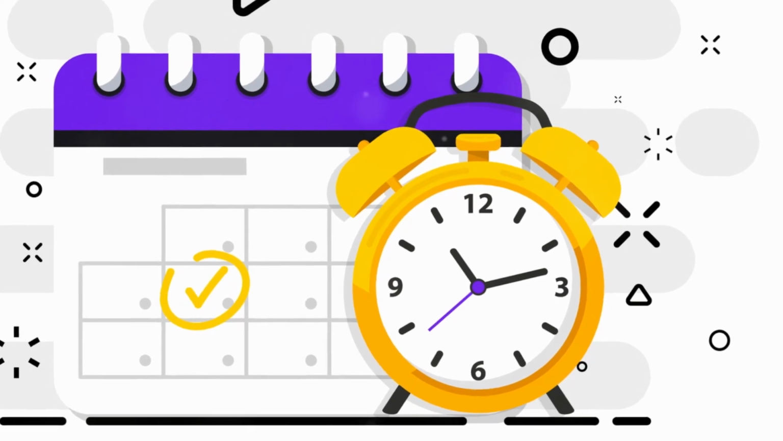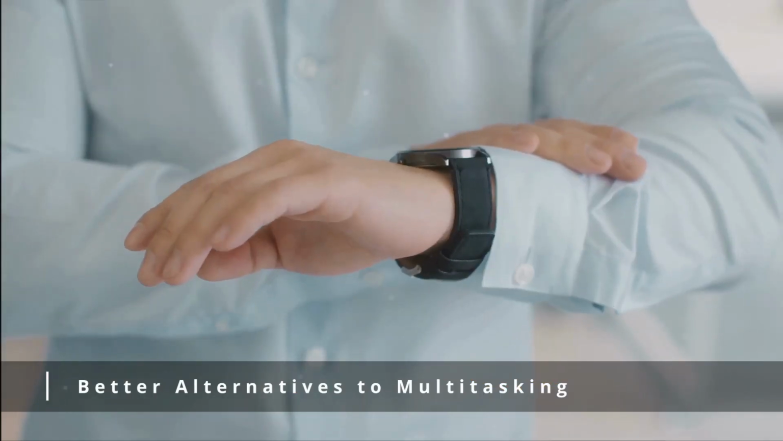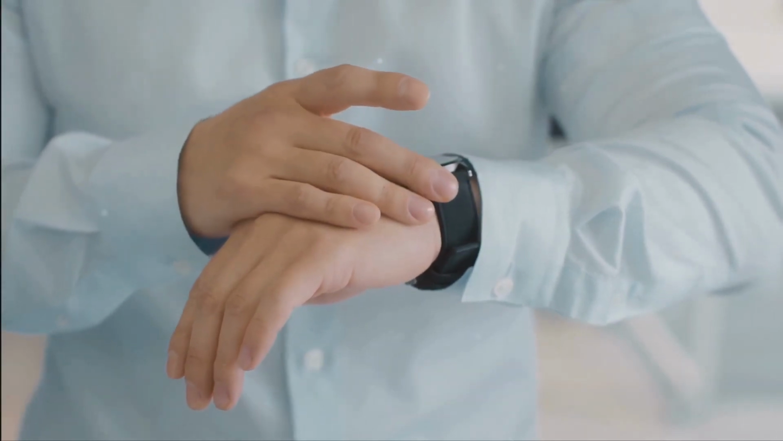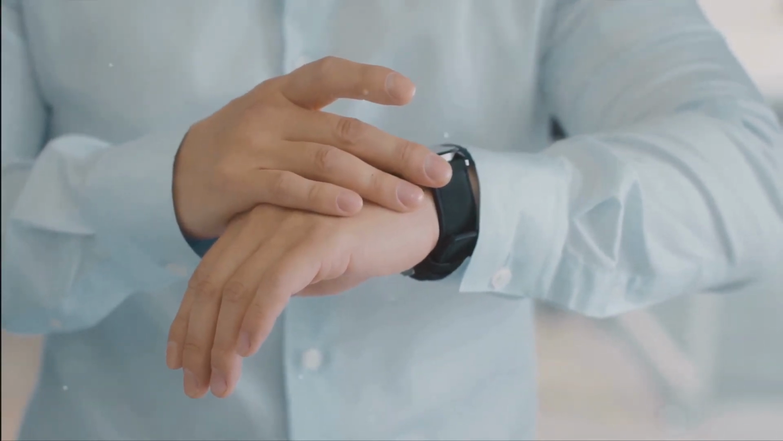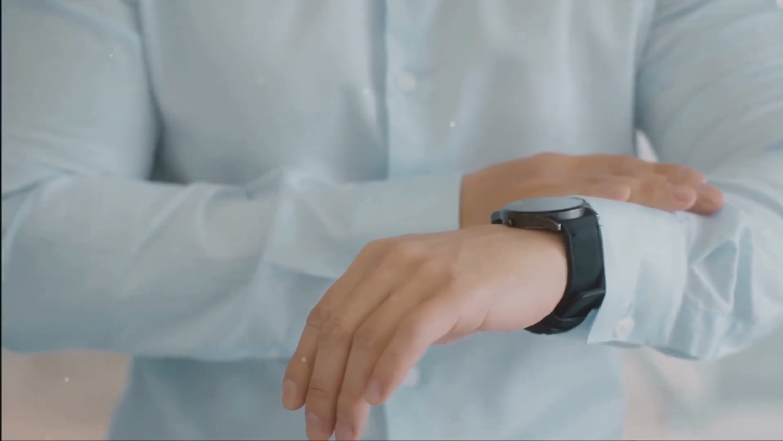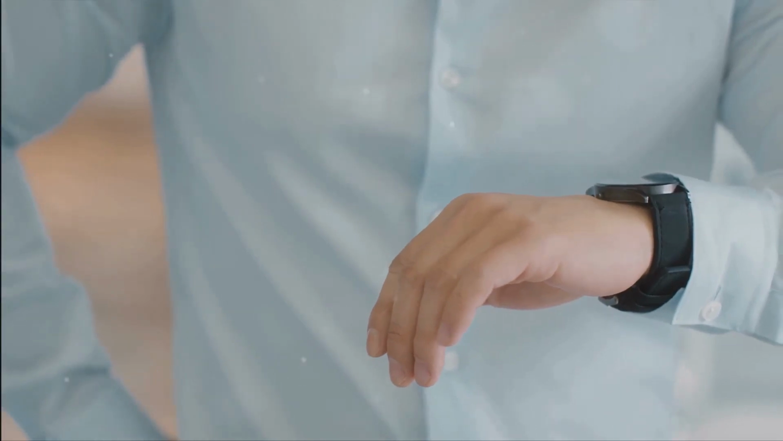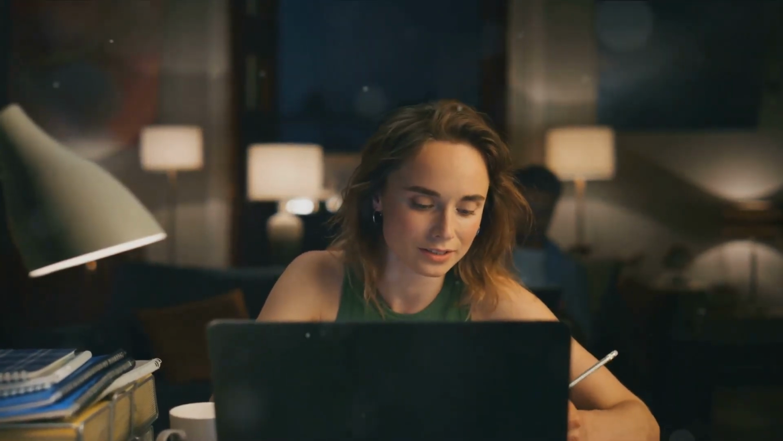After all that, you might be wondering if there's a better way, and there is. Now let's focus on some healthier and more efficient alternatives to multitasking. First up is a concept called time blocking. This is a method where you divide your day into blocks of time, each dedicated to accomplishing a specific task or set of related tasks. This way, instead of juggling multiple tasks at once, you're concentrating on one thing at a time, which can significantly increase your productivity and the quality of your work.